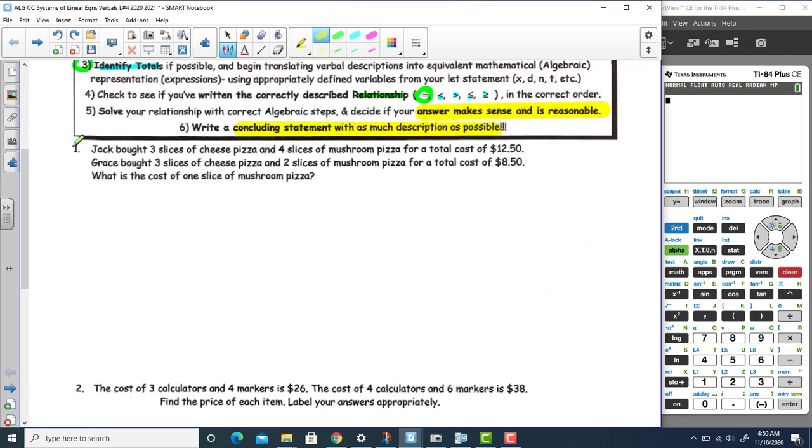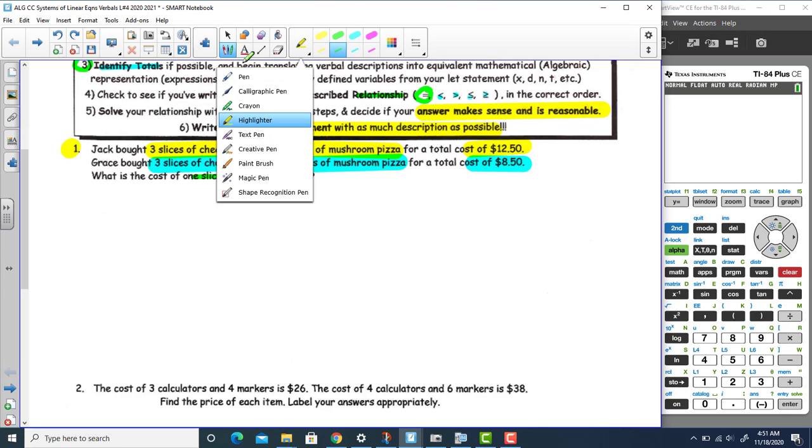Let's get started. In question number 1, if I were underlining, circling, and starring important information, I might begin by recognizing that Jack bought 3 slices of cheese pizza as well as 4 slices of mushroom pizza for a total of $12.50. Grace had bought 3 slices of cheese pizza as well and only 2 slices of mushroom pizza, and her total was $8.50. And the question asks us to determine what is the cost of 1 slice of mushroom.